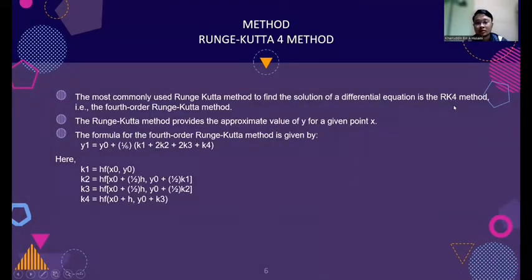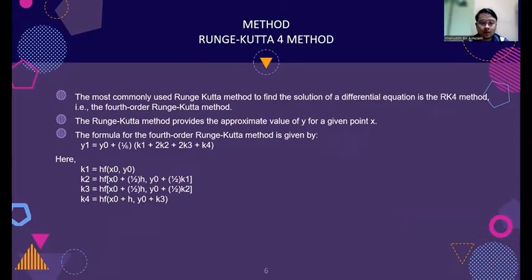Okay, next slide. The second method that we use is the Runge-Kutta method. The most commonly used Runge-Kutta method to find the solution of a differential equation is the RK4 method, for example, the fourth order Runge-Kutta method. The Runge-Kutta method provides the approximate value of y for a given point x. The formula for the fourth order Runge-Kutta method is given by y1 equal to y0 plus 1 over 6 multiplied by k1 plus 2k2 plus 2k3 plus k4.